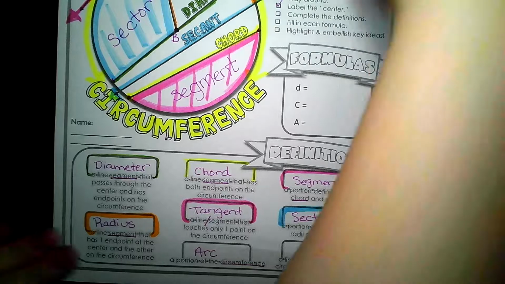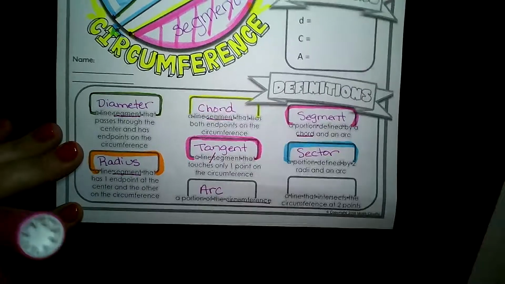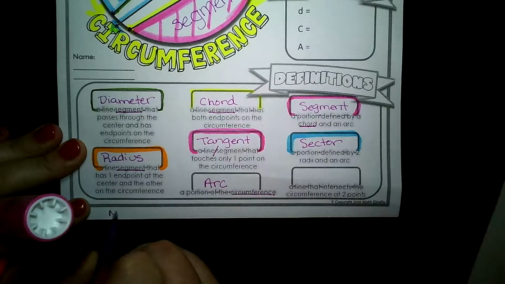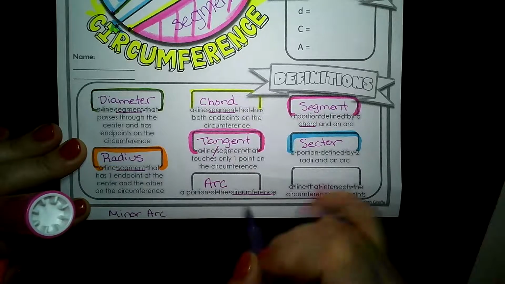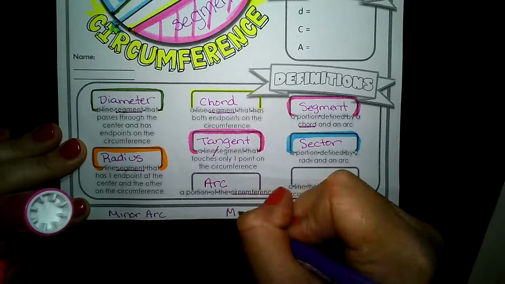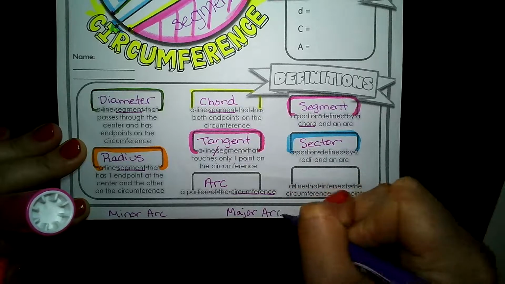I want to write something down below, a little more information, because you're going to hear these words too. You can have something called a minor arc versus a major arc.